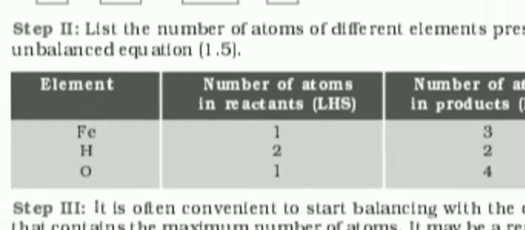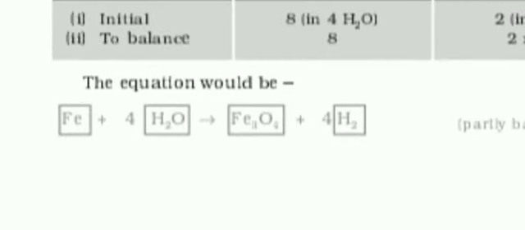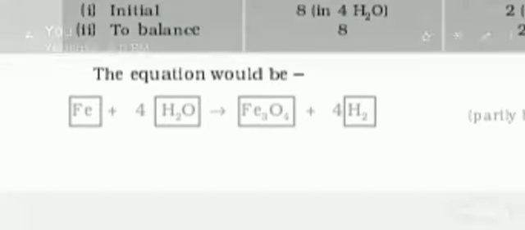Here comes the problem. In order to balance this, this is the balanced reaction: 4 water, 1 iron, iron oxide plus 4 hydrogen. 4 into 2, 8 hydrogen, 8 hydrogen, balanced, right? 4 oxygen, 4 oxygen, also balanced. But here comes the case of iron. Iron is not yet balanced here.